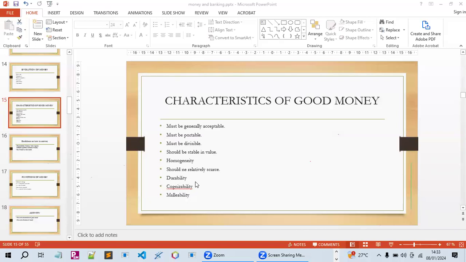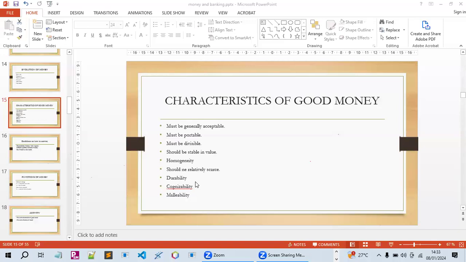And then recognizability: this money should be recognizable immediately. You see this money, you should know that that's a 1,000 shilling note, a 2,000 shilling note. It should be easily recognized.